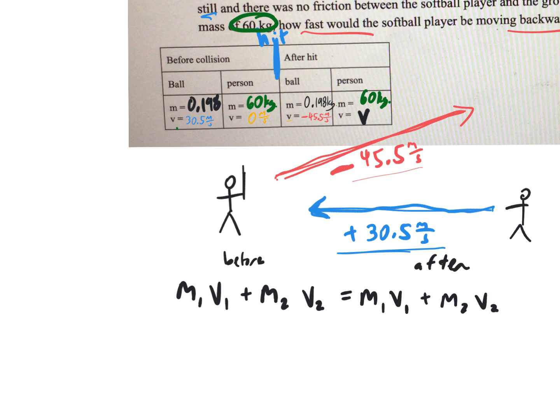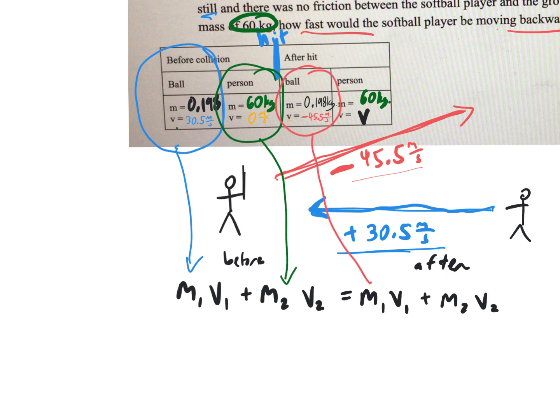Object 1 is going to be the ball, so I'm going to take those values and put them in here. Object 2 is going to be the person, so I can take those values and put them in here. Then after, object 1 is going to be the ball, so I'm going to take those and put them in there. And the person I'm going to put in here. Cool. So let's just input those variables.